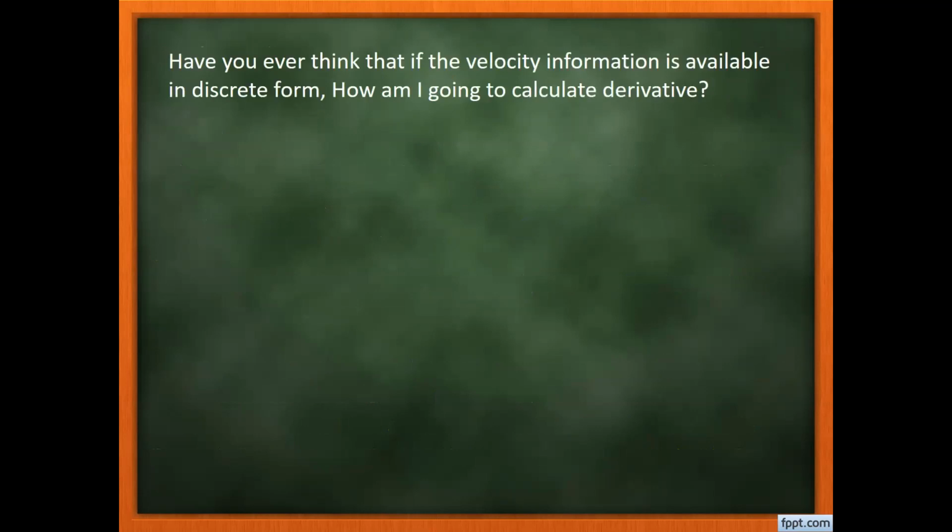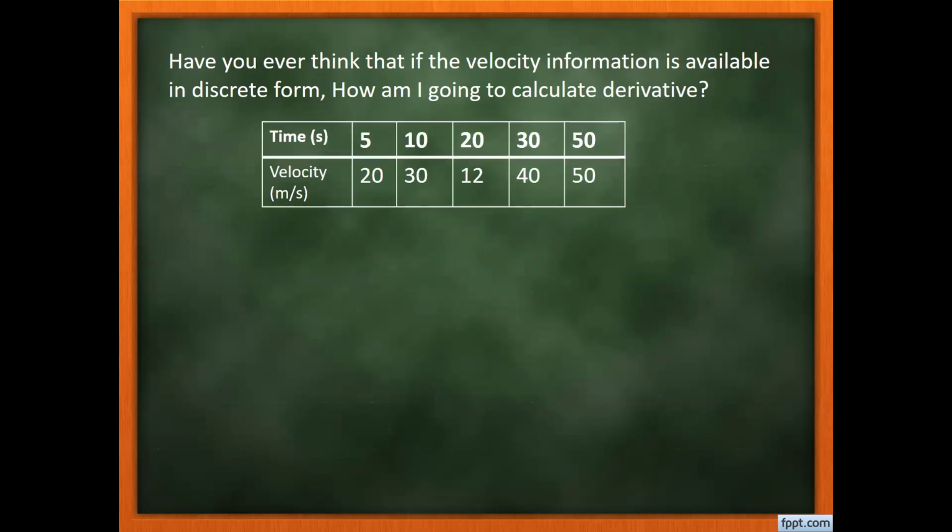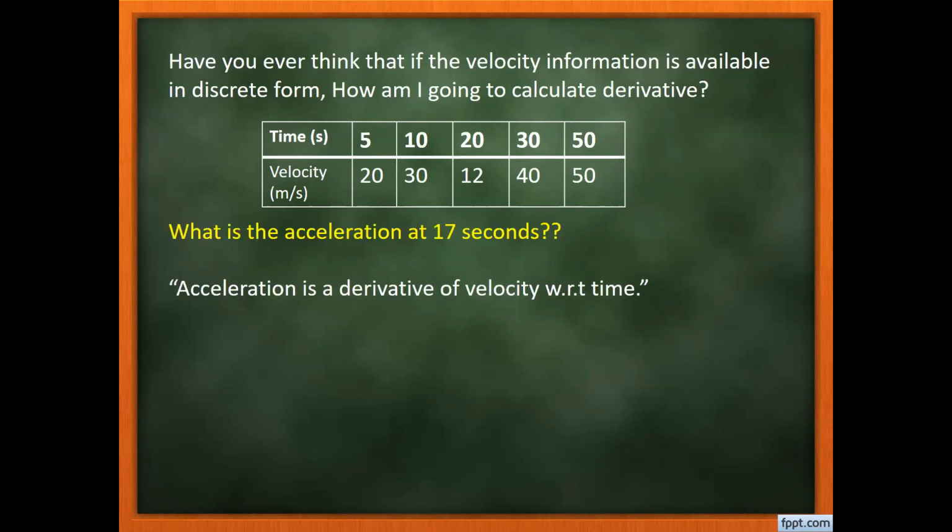Now, have we ever thought about what happens if I have discrete information about velocity and I want to take the derivative? In discrete form, we don't have a function, although from the table we can see that velocity is a function of time and it's a variable. But when we don't have a function, we can't take the derivative. If we look at these constant values, we might predict that the acceleration is 0, which is not actually the case, because we can see that the velocity is varying. So there must be some kind of acceleration.